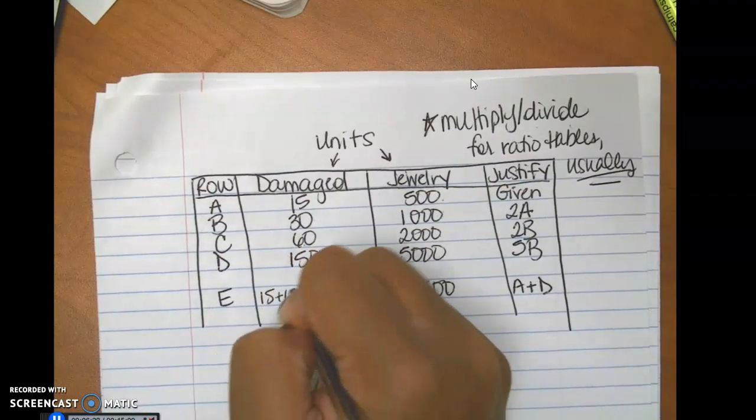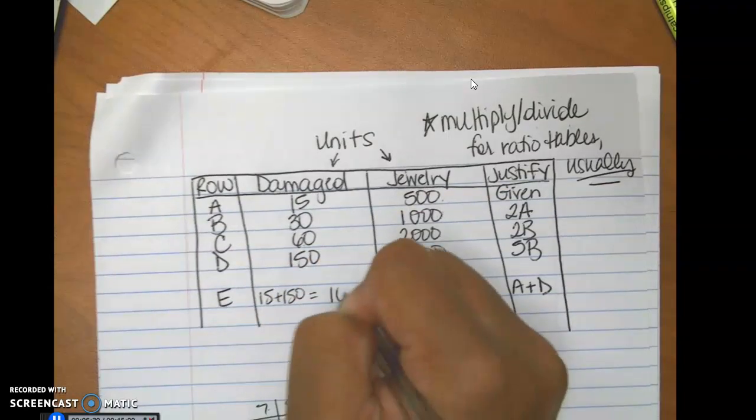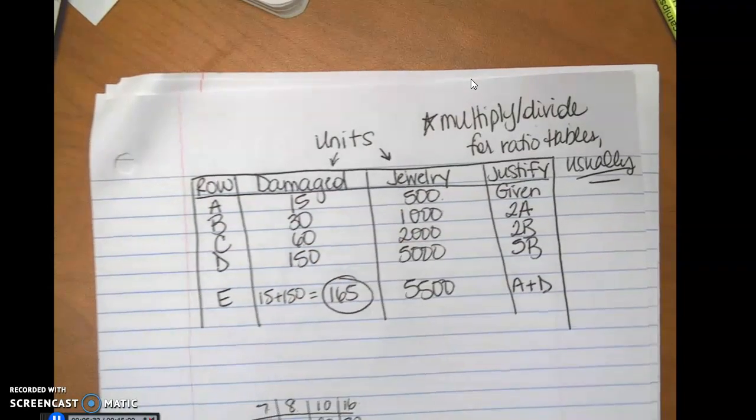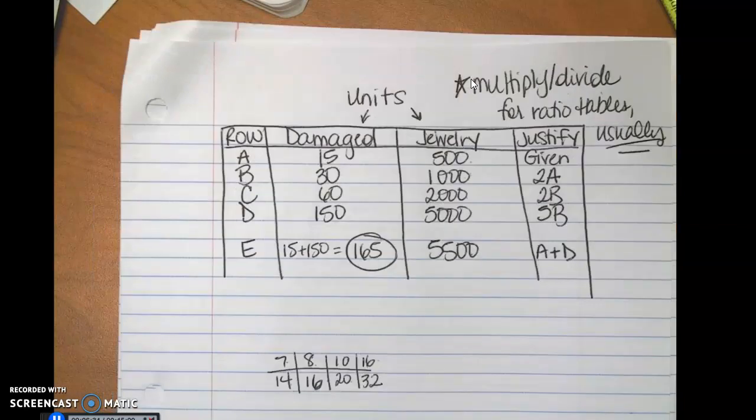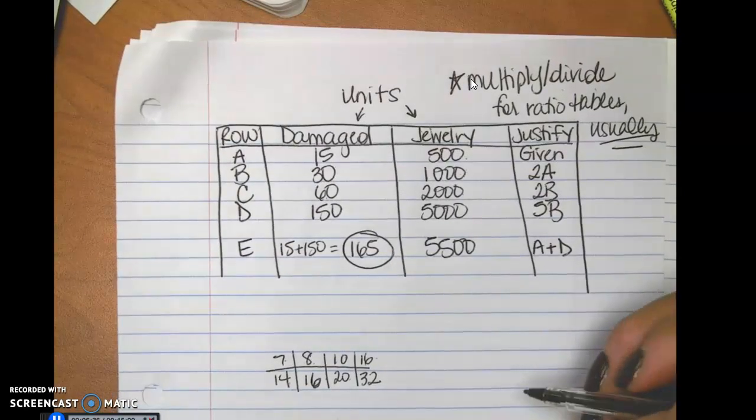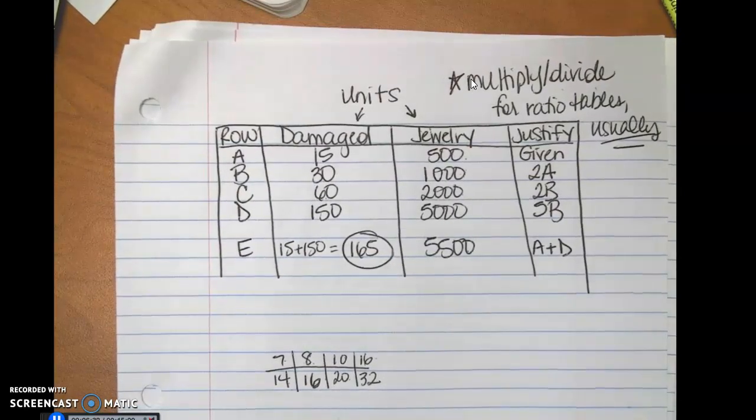165. Good. I'm smart. So how many pieces are damaged? 165. Okay, now tell me the other way we could have solved this. By hand. Yes. Literally just 15 times 11. How did you get 11 though?